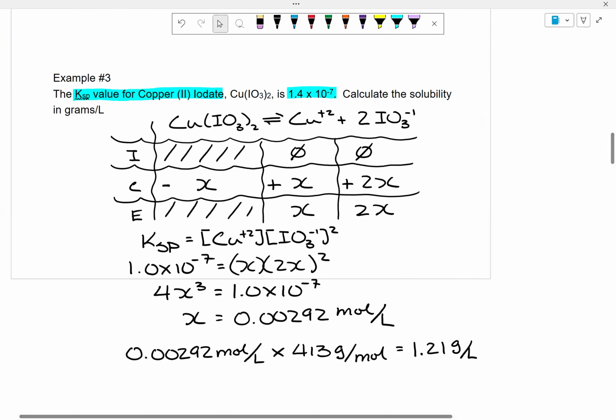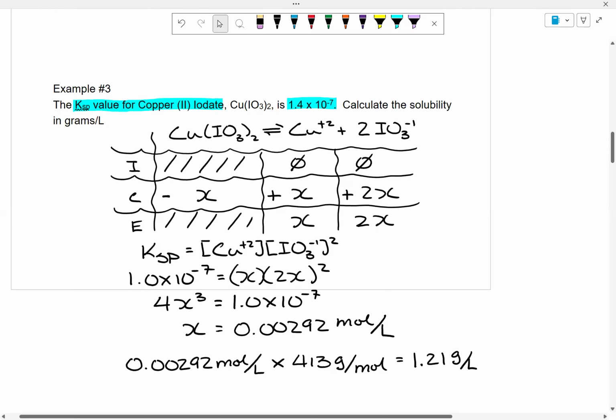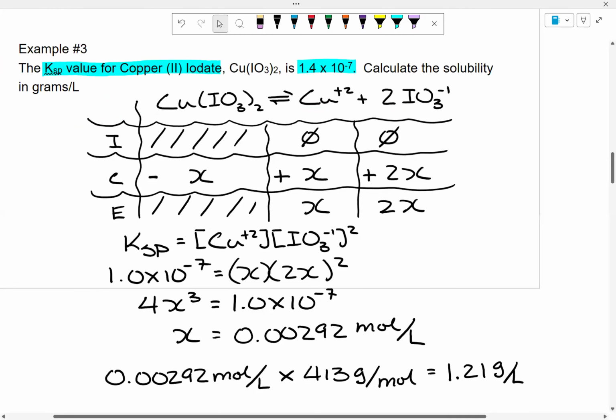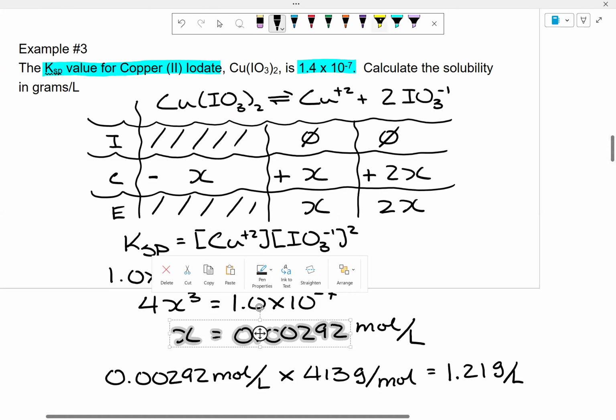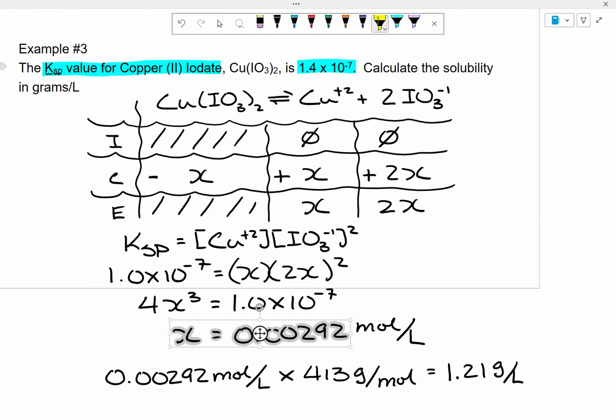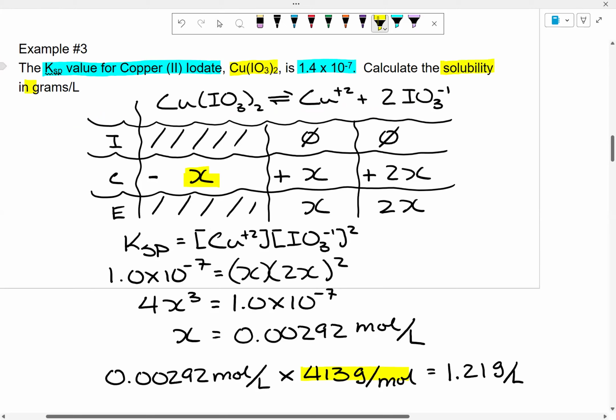Okay. Now, when you take a look, you might say, well, Mr. Chan, why did you use the entire mass of copper 2 iodate? In this case, I used the entire mass because that was the amount that was dissolved to form a saturated solution. And that's what the word solubility meant in grams per liter. So that is something for you folks to be aware of.